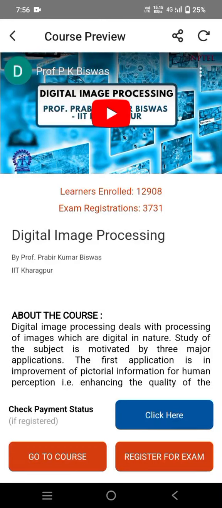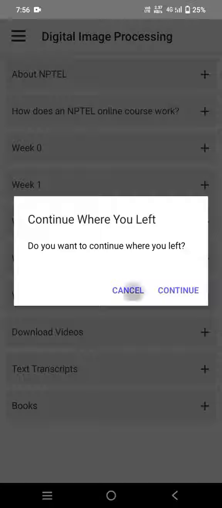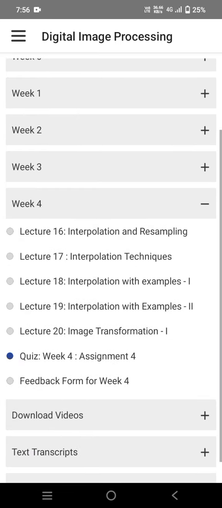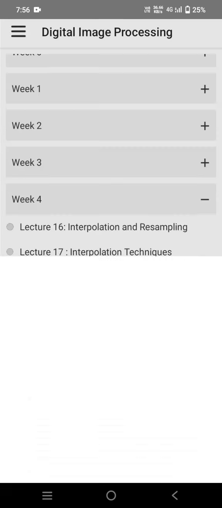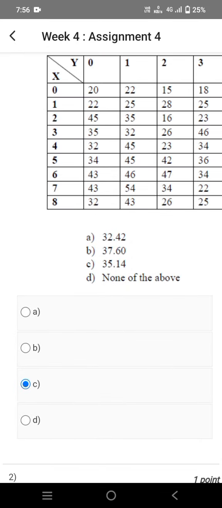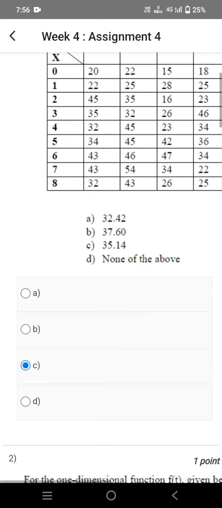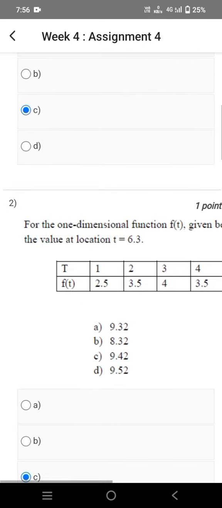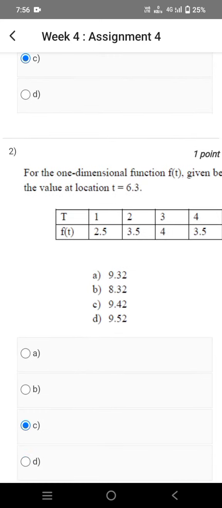In today's video we are going to see the digital image processing NPTEL assignment for week 4. Week 4 assignment 4. For our first question, the answer will be option C, that is 35.14. Question second, the answer will be again option C, that is 9.42.